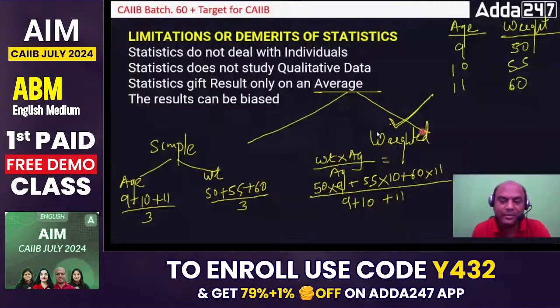Otherwise you'll say, sir, पहले ही कम है क्या? और दे रहे हो आप? So take only two things: simple and weighted. Done. The results can be biased. Obviously, because if the person who's giving you the interview is fooling you, then you'll get a wrong result, isn't it?